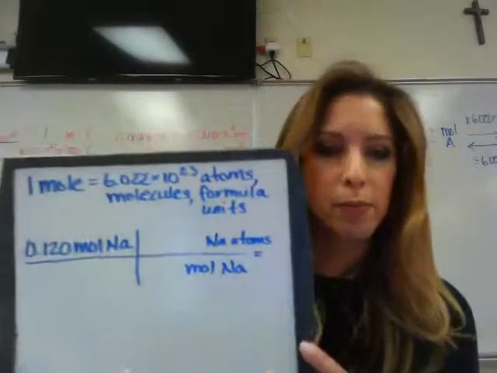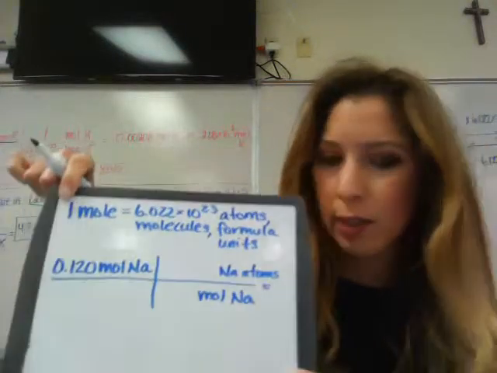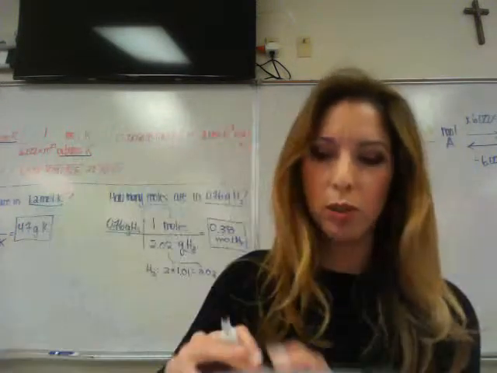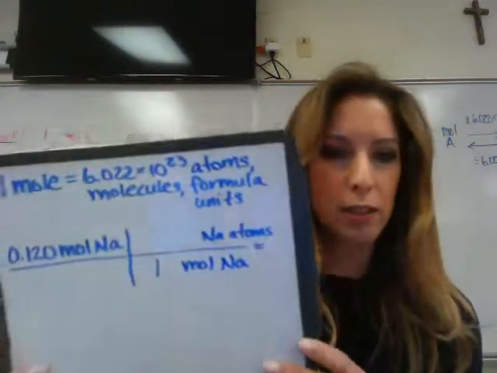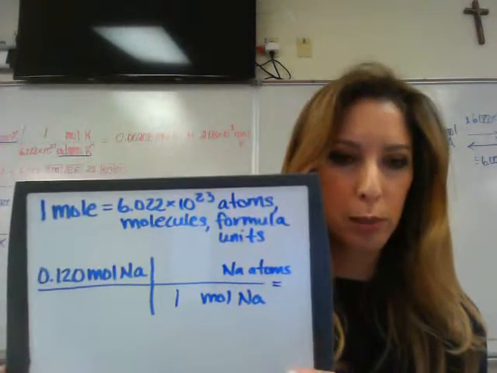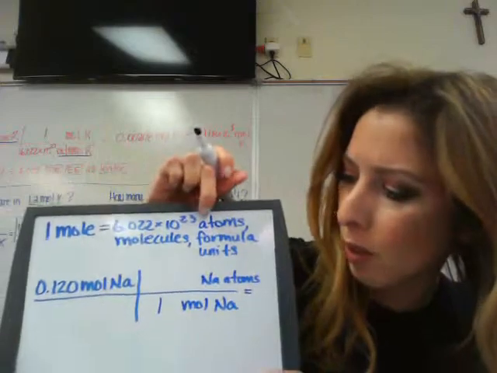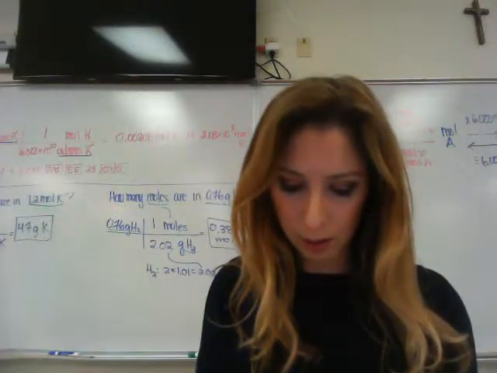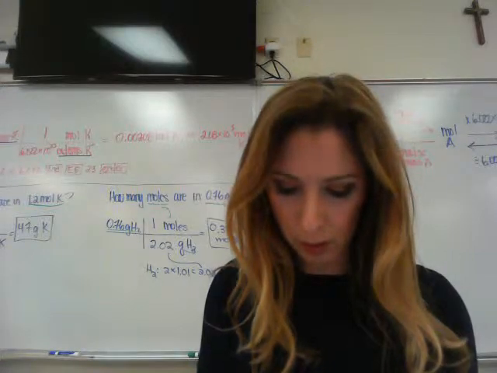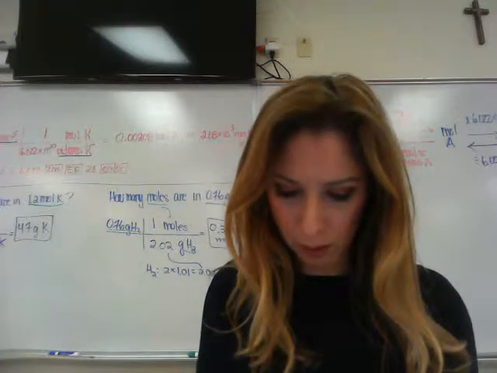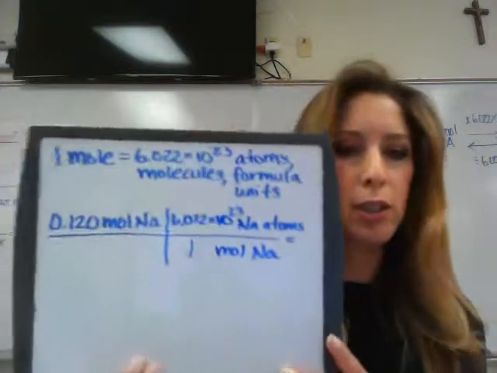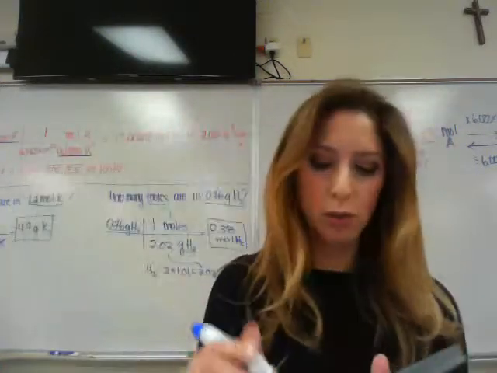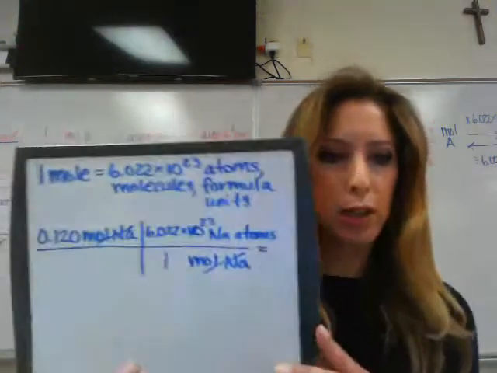And we're going to sodium atoms, so I'm going to write sodium atoms up on top. Now, the number 1 is next to mole, so that's why I'm going to write the number 1 on the bottom next to moles of sodium, like this. And then 6.022 times 10 to the 23rd is next to atoms, so that's why I'm going to write it right here. So it looks like this.